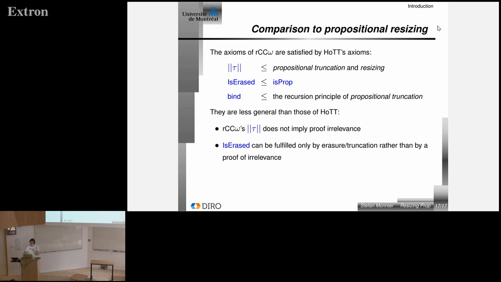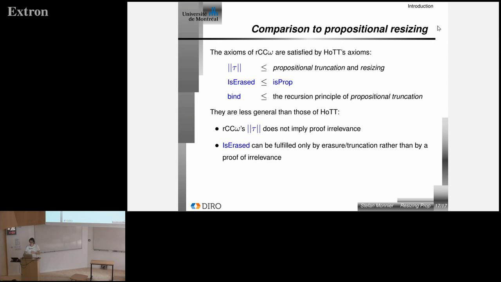I guess one of the main differences is this easy raise. So we can only reduce or only resize terms which are actually erased, instead of any term which we can prove to be proof irrelevant.